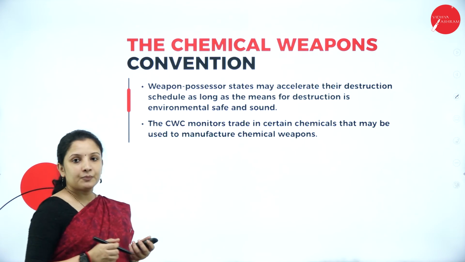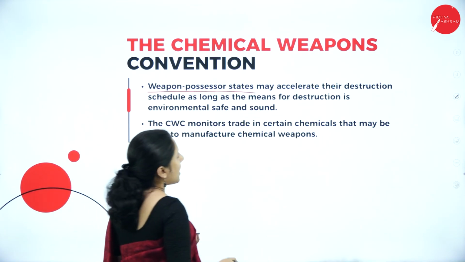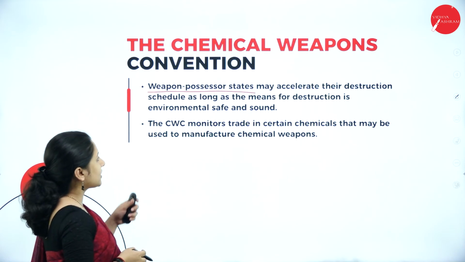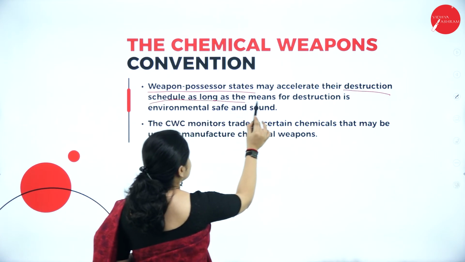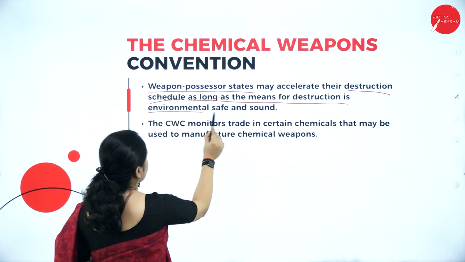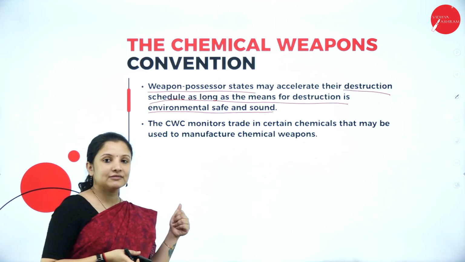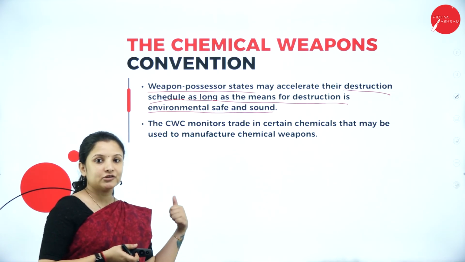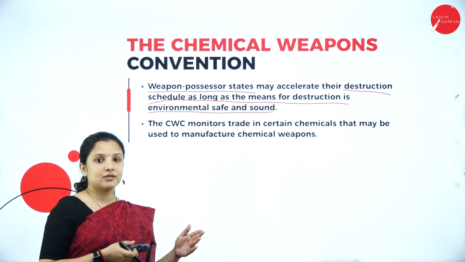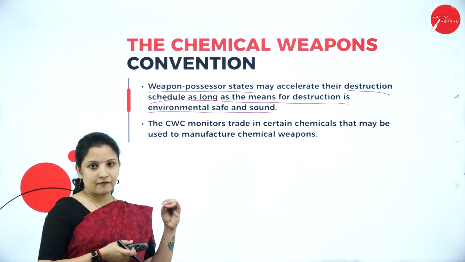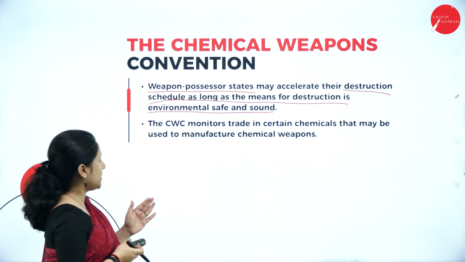And the weapons possessing states have to accelerate or increase their destruction schedule as long as the means for destruction is environmentally safe and sound. Even here, when these chemical weapons possessing states are trying to destroy the weapons, they must make sure that the destruction of these chemical weapons does not pose a threat to the environment. So that also should be followed.